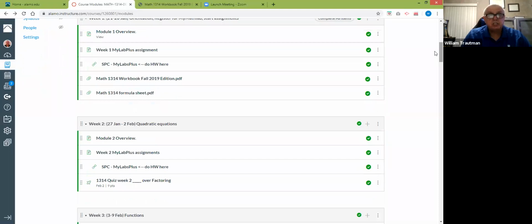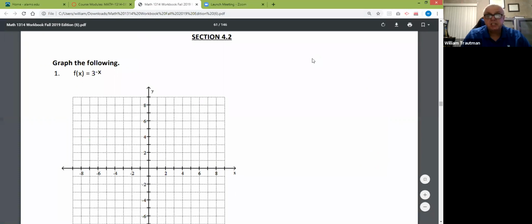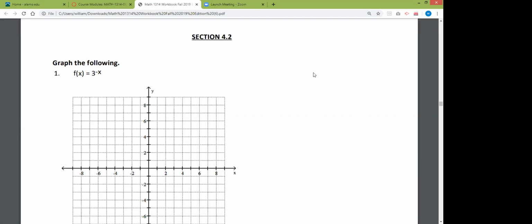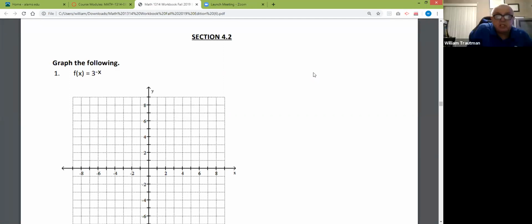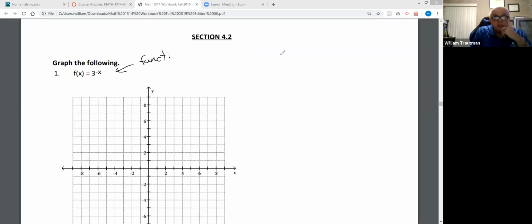So let's go to the workbook. Are you guys able to see my 4.2 workbook? Yes. Okay, good. All right, so we have to graph this thing here. They just want us to look at the graphs, and we call this function, by the way, an exponential function.